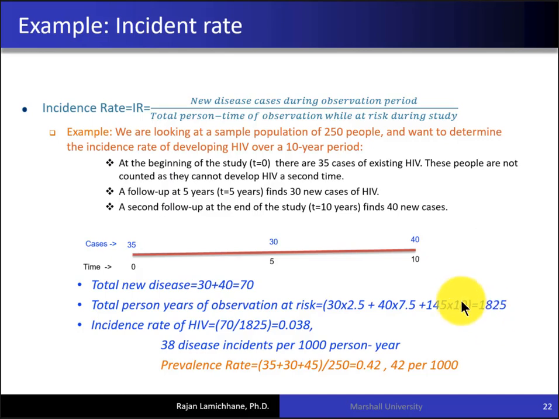Now, if you take the ratio of these two factors, then you will get the incidence rate. So the incidence rate of HIV is 70 out of 1825, which is 0.038 per person-year. This means 38 disease incidents per 1000 person-years. And you can compare the incidence and prevalence here. The overall picture shows that there are 42 per thousand at risk, but incidence rates show that 38 per thousand per year are at risk.